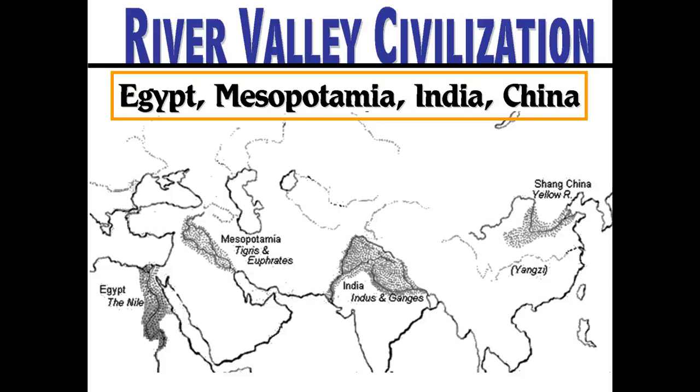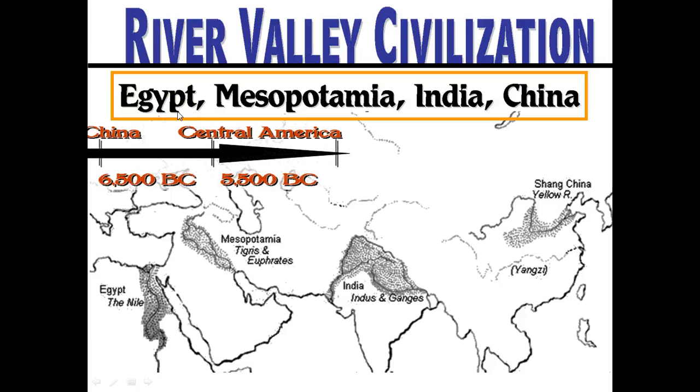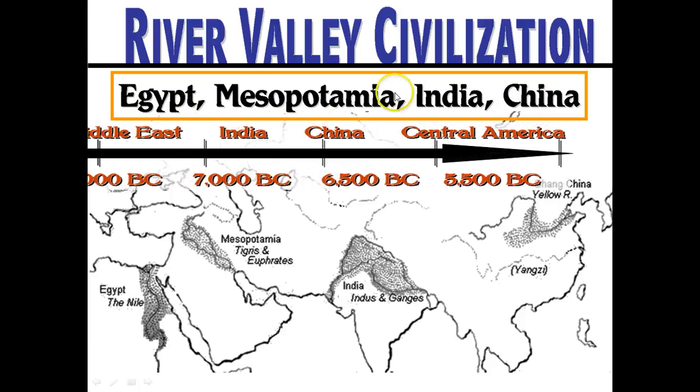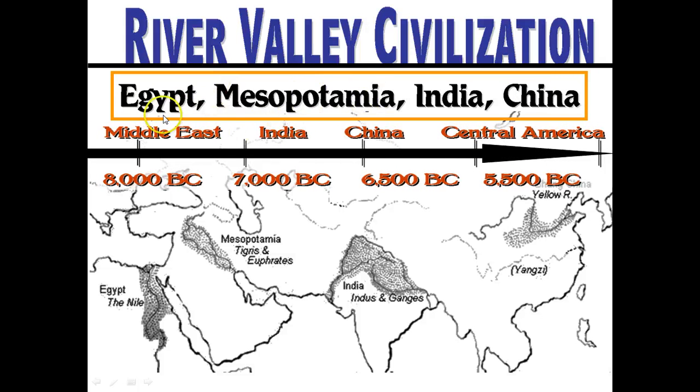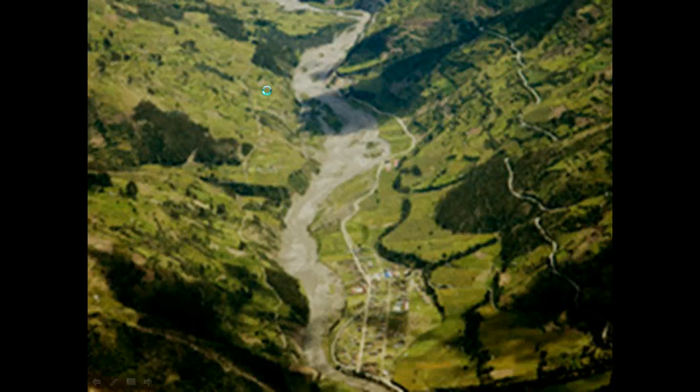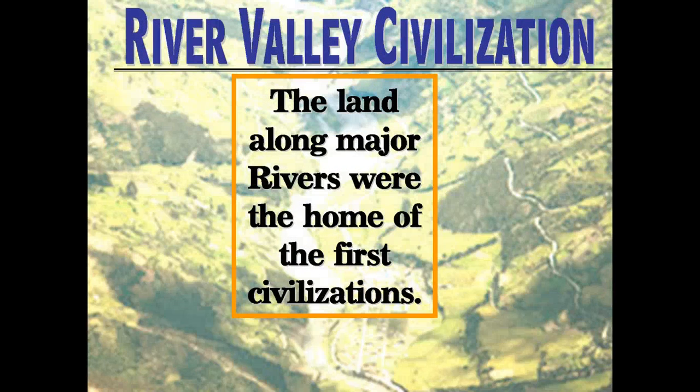And the rest of this week, we'll be focusing on the development of the River Valley civilizations, in particular Egypt and Mesopotamia. Okay, so there are 4 that we're going to look at, but these 2 are what we're going to start with first. All right, and just to set you up, River Valley civilization just means the land along a major river.